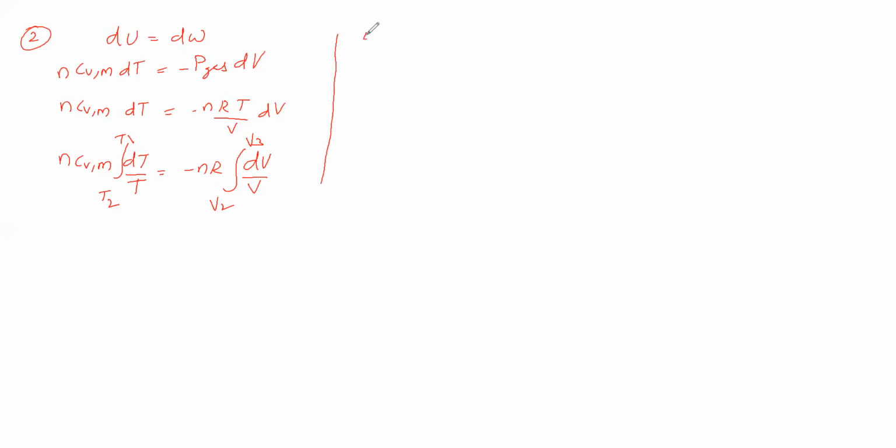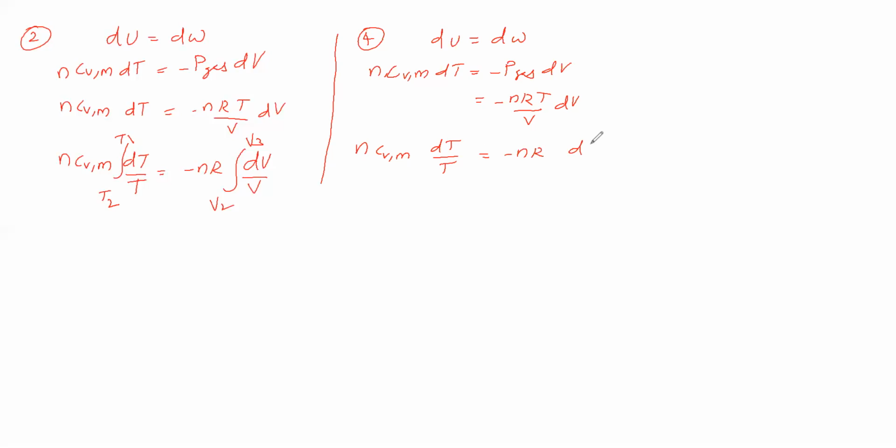Now we will take the fourth step. For the fourth step also we will write the same, dU is equal to dW, because it is adiabatic. So dU is n Cv,m dT, and dW is minus pressure of gas dV. Then pressure of gas is minus nRT by V. This T we will take to this side. So n Cv,m dT by T, then minus nR dV by V. Now we will take integration because we want the entire process, since this is for a single step.